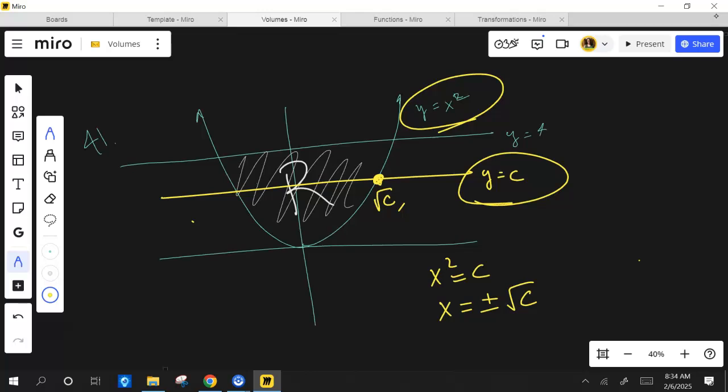C. Yes, because it sits on that line. Now, this one, negative square root of c, c. That's what the book told me, and I wrote it down.